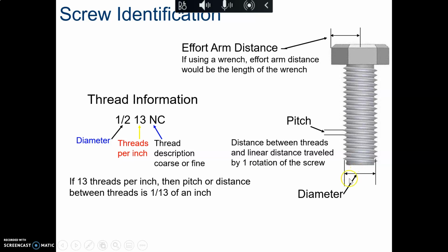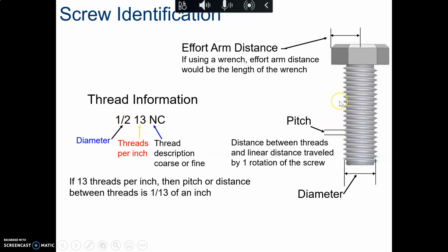So diameter right there, we're going to see that as a fraction most of the time. We're just going to focus on standard measurement system for this identification. And then there's also metric too. So diameter, this is saying it has a 1/2 inch bolt. The next thing, 13 threads per inch.